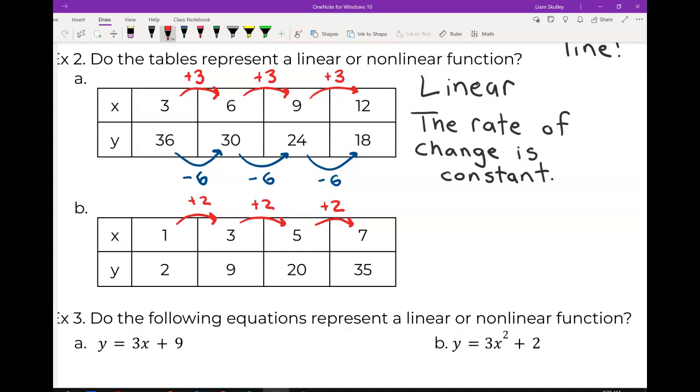To go from 2 to 9, we're increasing by 7. To go from 9 to 20, we're increasing by 11. To go from 20 to 35, we're increasing by 15.